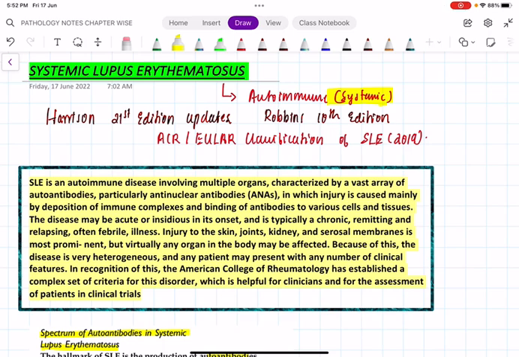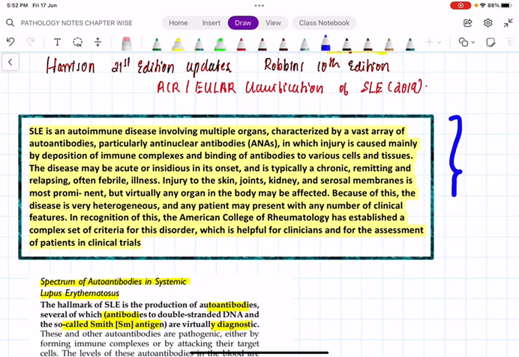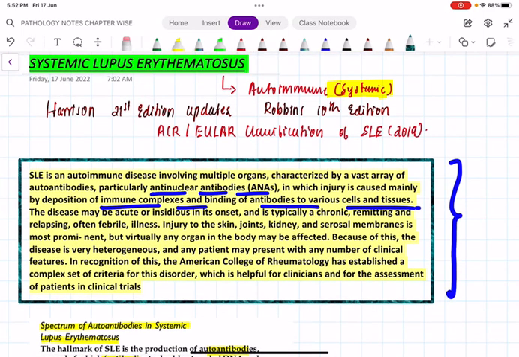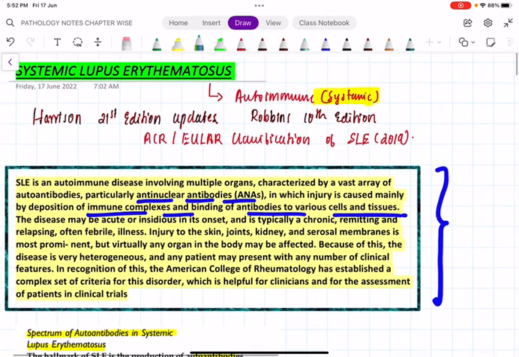So actually what is SLE? These are straight lines from Robbins. Multiple organ involvement, an autoimmune disease with a wide variety of autoantibodies, particularly anti-nuclear antibodies. There will be deposition of immune complexes. Can anybody recollect from your previous knowledge what type of hypersensitivity reaction systemic lupus erythematosus is? Very good. It is type 3 hypersensitivity reaction, type 3 HSR. So there will be injury to the skin, joints, kidney, serosal membrane, everything.